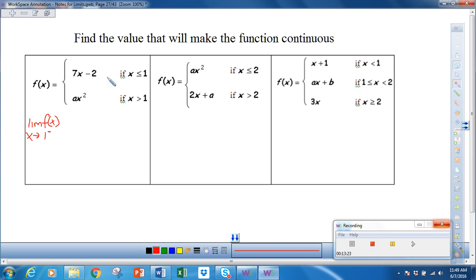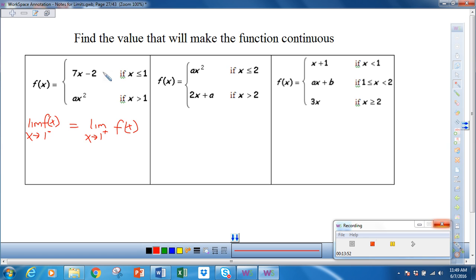because once again, 7x minus 2 is linear, which is continuous on its domain. Ax squared is quadratic, which is continuous on its domain. So the only place that they could possibly not be continuous would be at the endpoint. So that's all we have to look at. So we have the limit of f of x as x approaches 1 from the left, and we want that to equal the limit as x approaches 1 from the right of f of x.